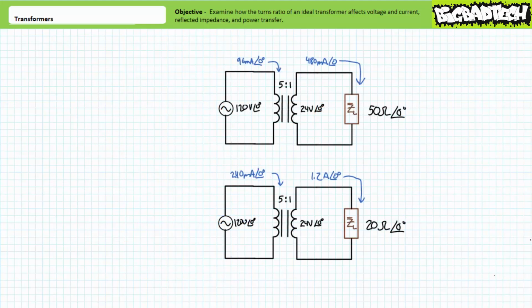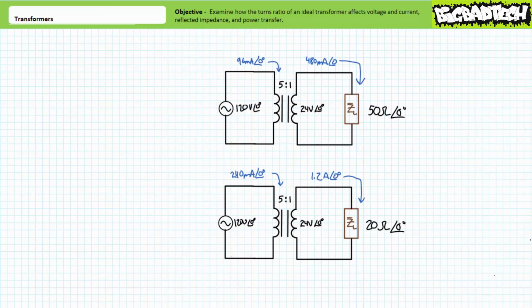Before moving on, consider the impedance seen by the source through the transformer for both occasions. First with a 50 ohm resistive load, and again with a 20 ohm resistive load. The 120 volt source doesn't know it's being asked to power a 5-to-1 transformer, which in turn is powering these two loads. All the source knows is in the first scenario, it's supplying 96 milliamperes of current, and the second, 240 milliamperes of current.